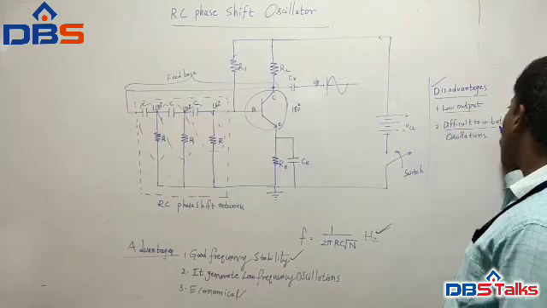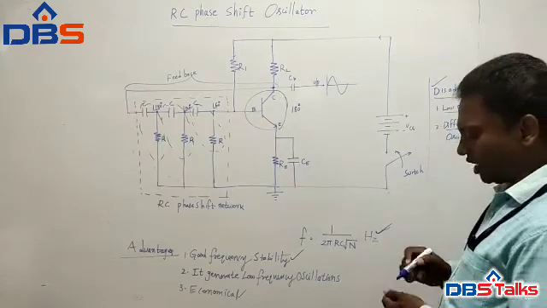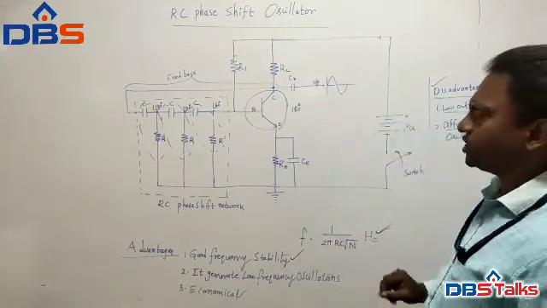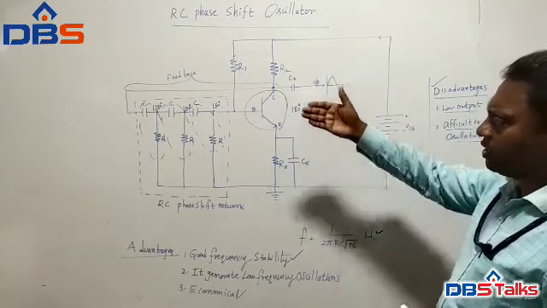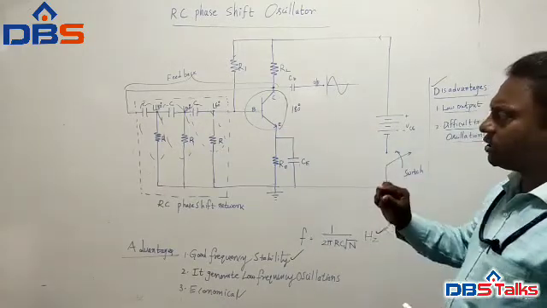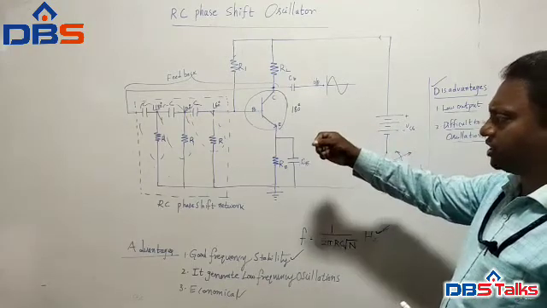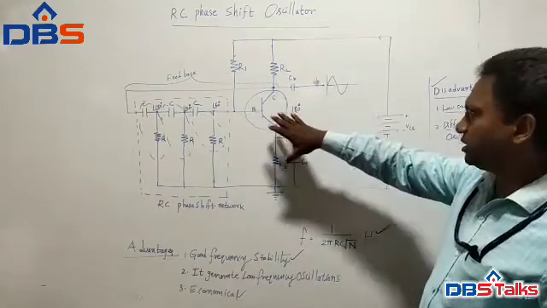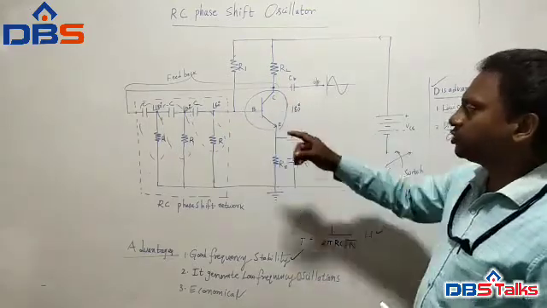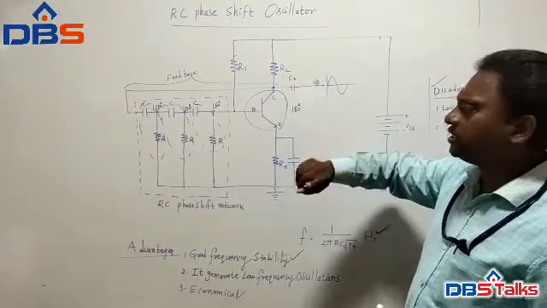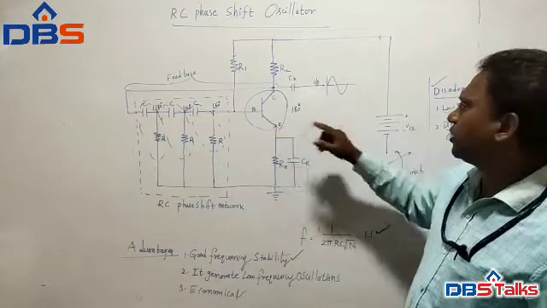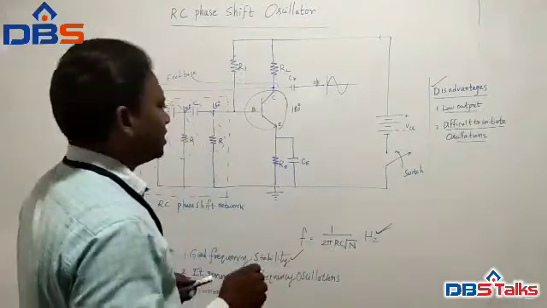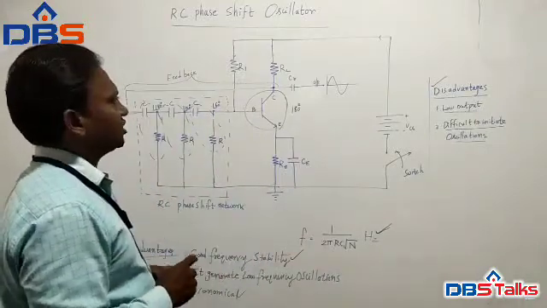Another disadvantage is that it is difficult to initiate the oscillations. Whenever the switch is closed, current passes through the capacitor, and once the capacitor charges to the maximum, it discharges through the resistor. This charging and discharging initiates the oscillations. This initiation is difficult in the RC phase shift oscillator because you don't have the facility like L here. That is why initiation of the oscillations becomes comparatively difficult compared with LC oscillators.